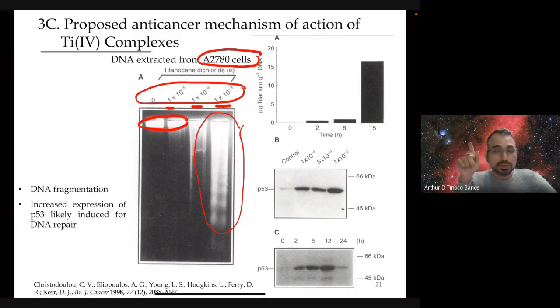But as I mentioned already, that fragmentation is believed to be owed to the apoptotic process itself, not because of an adduct being formed with titanium. And so to the right, we can see evidence for titanium accumulation on DNA over time. And also very importantly is the increased expression of the protein p53, which is part of the DNA repair machinery. And so we see that there is that overexpression as the concentration of titanium is increased.